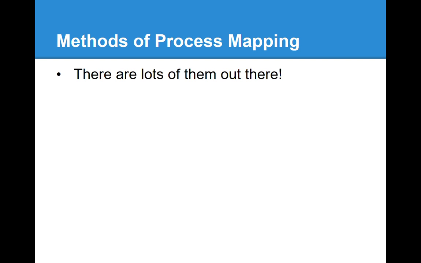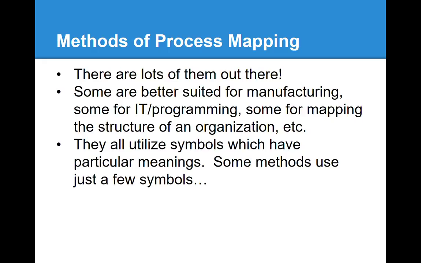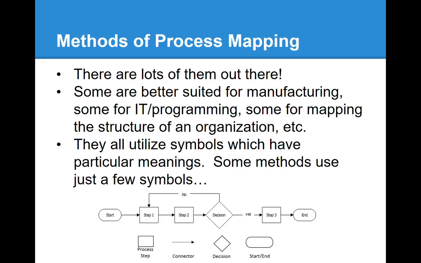There are many different methods for process mapping out there. Some of them are specifically suited for manufacturing settings, some for IT or programming, some of them for organizational structure mapping. They all have one thing in common, and that is that they each have specific symbols, and those symbols have particular meanings within the process map. Some simple methods use just a few symbols, like those you see below: squares, arrows, diamonds, circles, to delineate very basic kinds of steps.